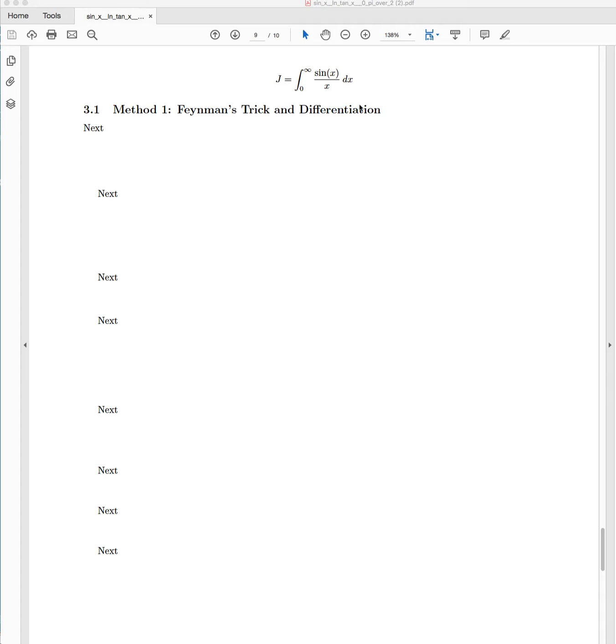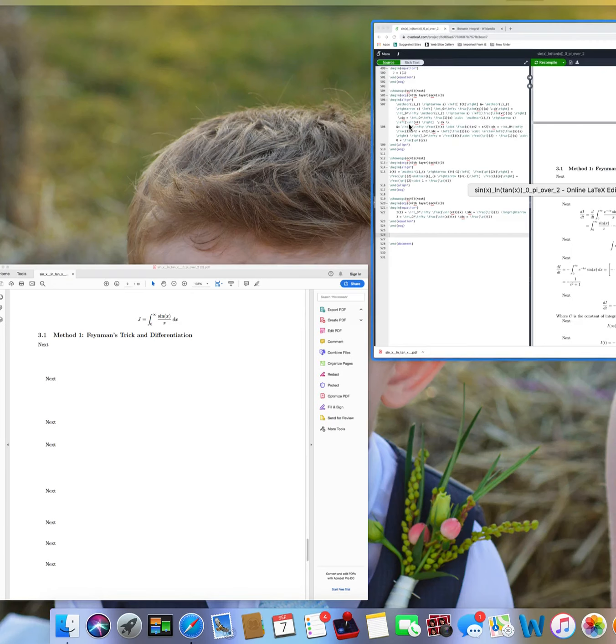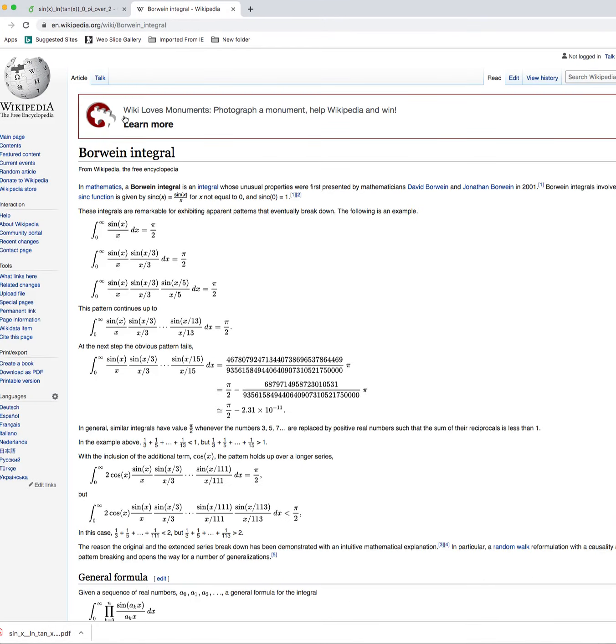In this video we're going to be tackling this definite integral, which is the integral from 0 to infinity of sine of x divided by x dx. I'm not sure whether it started in this family or whether there was a family made out of this, but this is actually part of a really famous family of integrals called the Borwein integrals, and there are some remarkable properties within that that we can talk about later on.